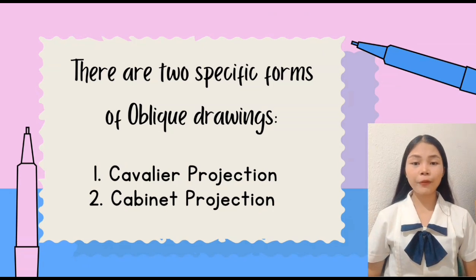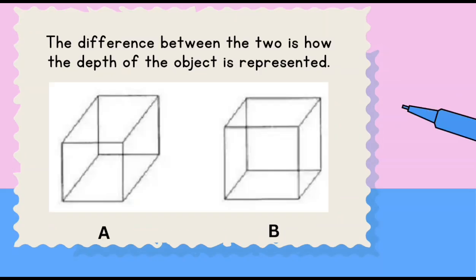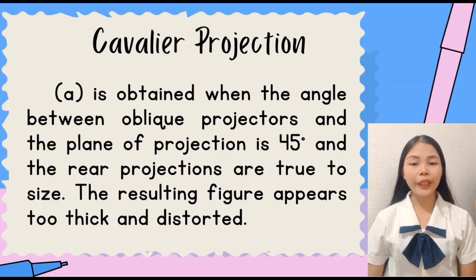There are two specific forms of oblique drawing. Number 1 is cavalier projection. Number 2 is cabinet projection. Cavalier projection is obtained when the angle between oblique projectors and the plane of projection is 45 degrees and the rear projections are true to size. The resulting figure appears too thick and distorted.